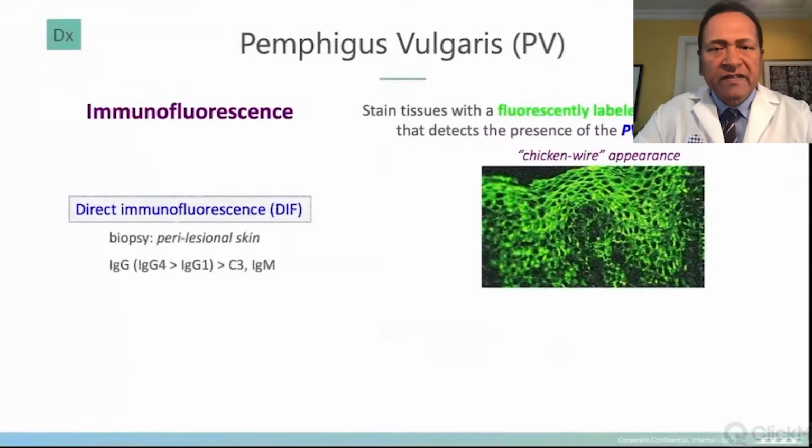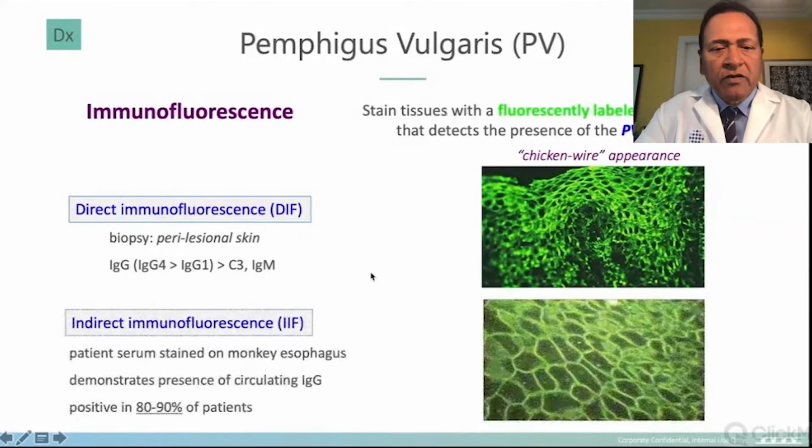Another key to diagnosis is immunofluorescence. So you can do direct immunofluorescence on tissues obtained from a pemphigus patient and their lesions. And you can come with a secondary fluorescently labeled antibody that detects IgG. And you see this chicken wire appearance where the immunoreactants are lit up by the secondary antibody, and they're surrounding the keratinocytes, indicating that there's antibodies attaching to the keratinocyte surface.